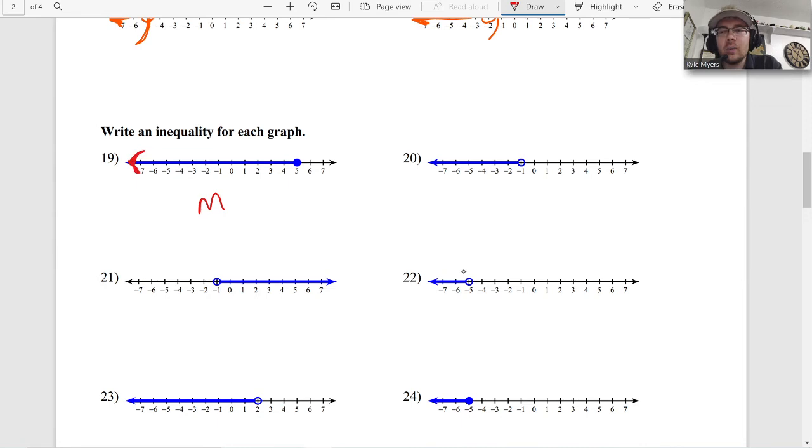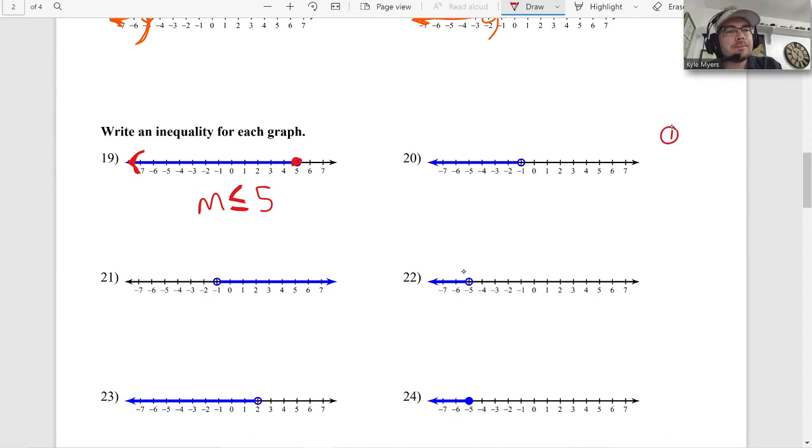So look at the arrow. What sign is that? That's this sign. See that? Okay, so then we have, well, it's a closed circle, right? So we need the bar. Closed circle, we need the bar. And then where's the number? Where does the line start or end at? It starts/ends at 5. And there we go.